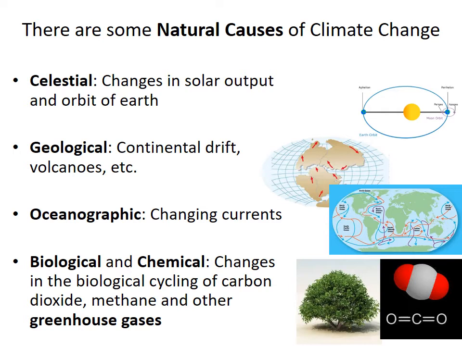And then the living ecosystems of the Earth and the various chemical cycles associated with those living ecosystems also affect climate. For example, the biological cycling of carbon dioxide, methane, and other greenhouse gases can affect how much of those climate-influencing materials are in the atmosphere versus stored in biological materials or beneath the sediments of the Earth, affecting climate.